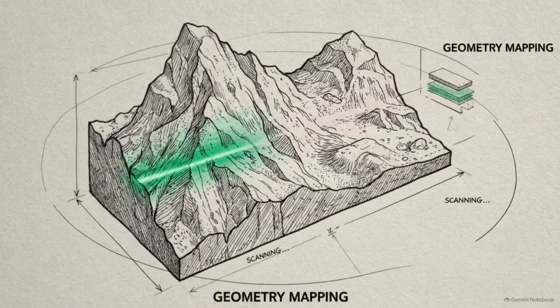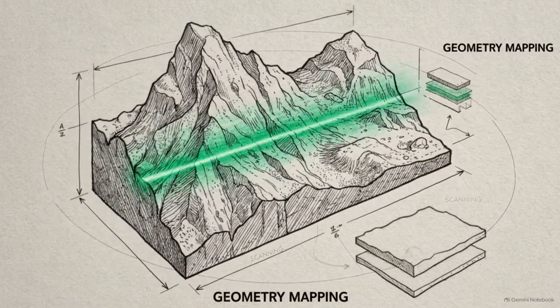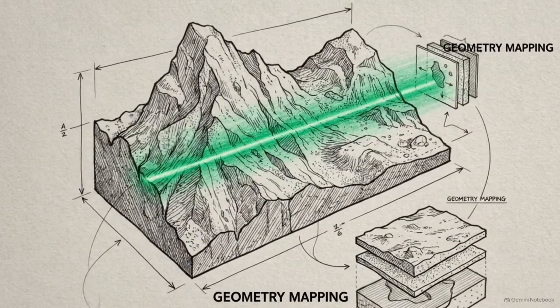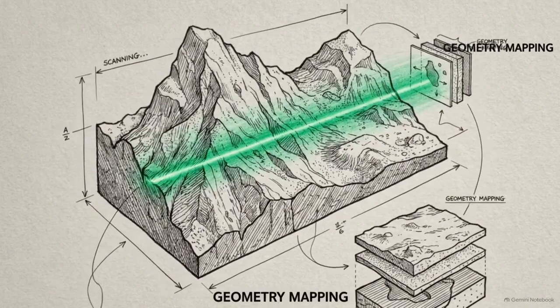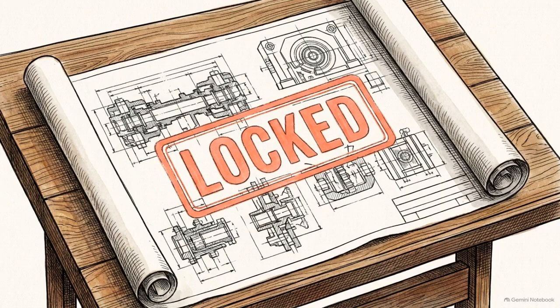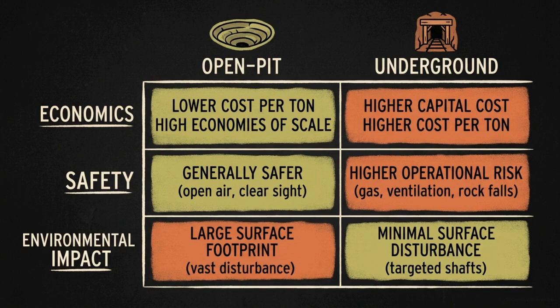Once engineers have a 3D model of a newly discovered ore deposit, they have to decide exactly how to pull it out of the earth. It is the single most expensive and irreversible engineering choice in the life cycle of any project. This animated matrix lays out the two overarching categories of extraction: open pit mining and underground mining. Each comes with massive, opposing trade-offs in economics, safety, and environmental impact.